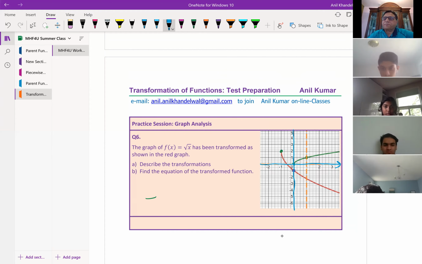Okay, good. Now tell me. So there is a reflection on the x-axis. Okay, yes. Now I see it. You see it, correct? Okay. And therefore minus outside, and we have square root x, right? We are writing big and bold.